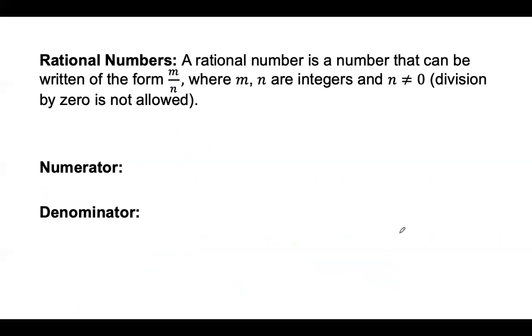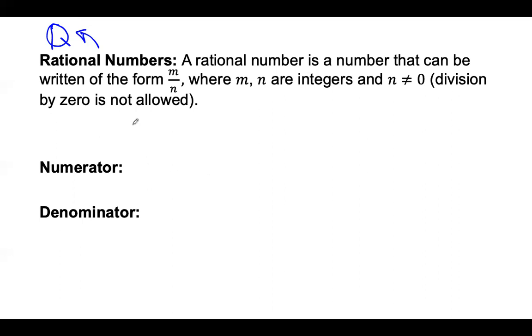Okay, so there are things called rational numbers. We were looking at integers, now we're looking at rational numbers. A rational number is a number that can be written in the form m over n, where m and n are integers, and the denominator, which is n, the number on the bottom, is not equal to 0. So division by 0 is not allowed. We denote the set of rational numbers by this thing called Q. So this is what we denote it by.